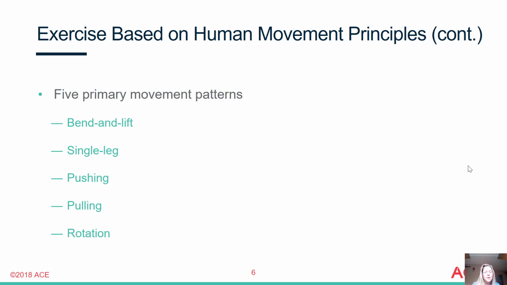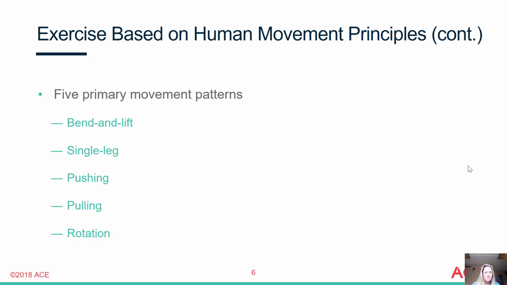So we have 5 primary movement patterns that really occur in daily life. And the reason we talk about this is because we want to train those patterns. We want to make everyday movements for people easier. We want them to be able to perform functional movements, which are things that we do in everyday life, easier. We want to make that easier for them.